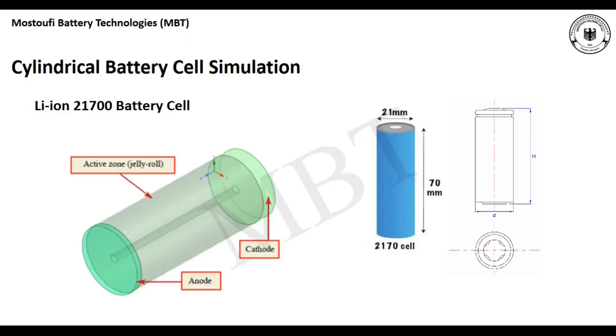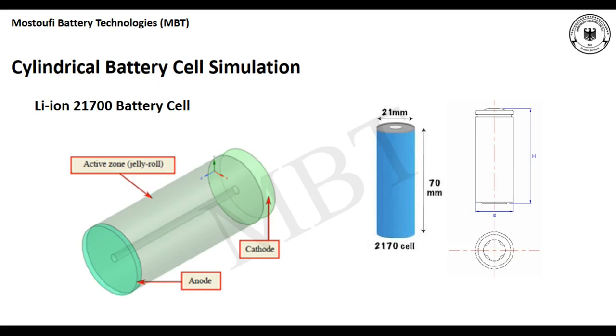In this session, we're going to have a simulation on a lithium-ion 21700 battery cell. As you can see, this is a cylindrical battery that consists of three different parts. The first part is the anode or negative tab. The middle part is the active zone or the jelly roll that consists of several rolls of different types of materials like lithium oxides, separator, and graphite. And the last one is the cathode or the positive tab.